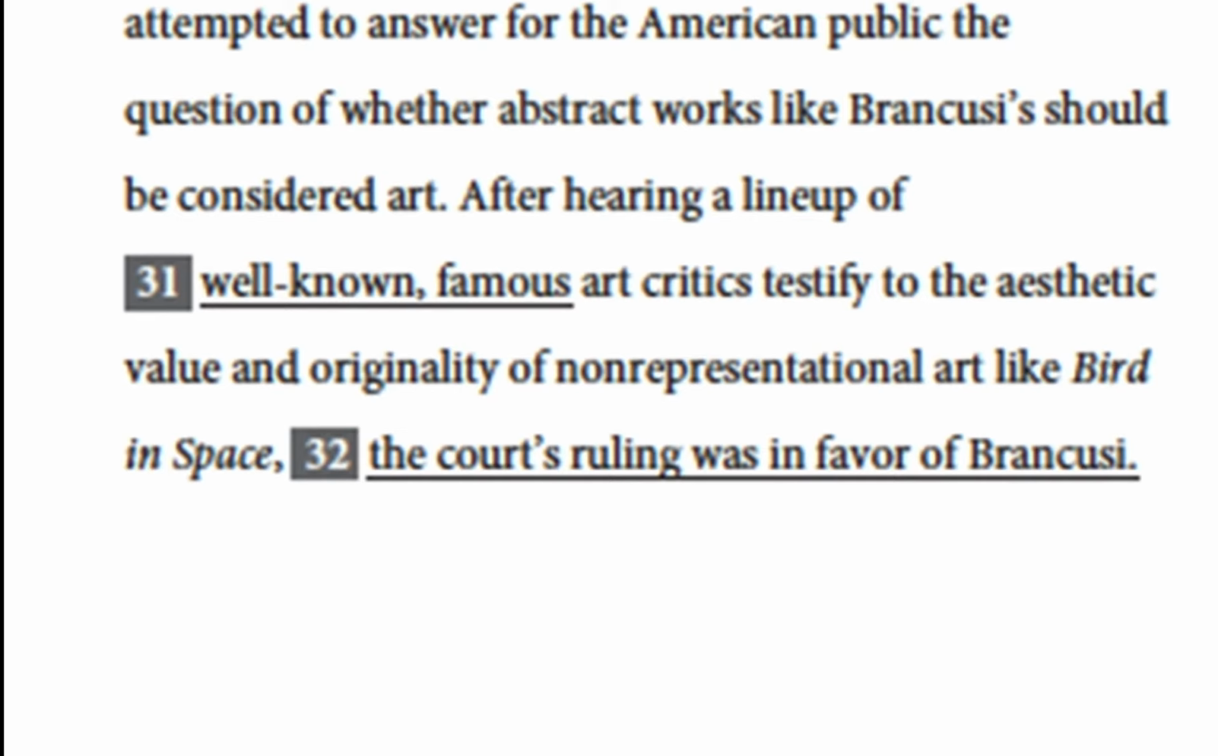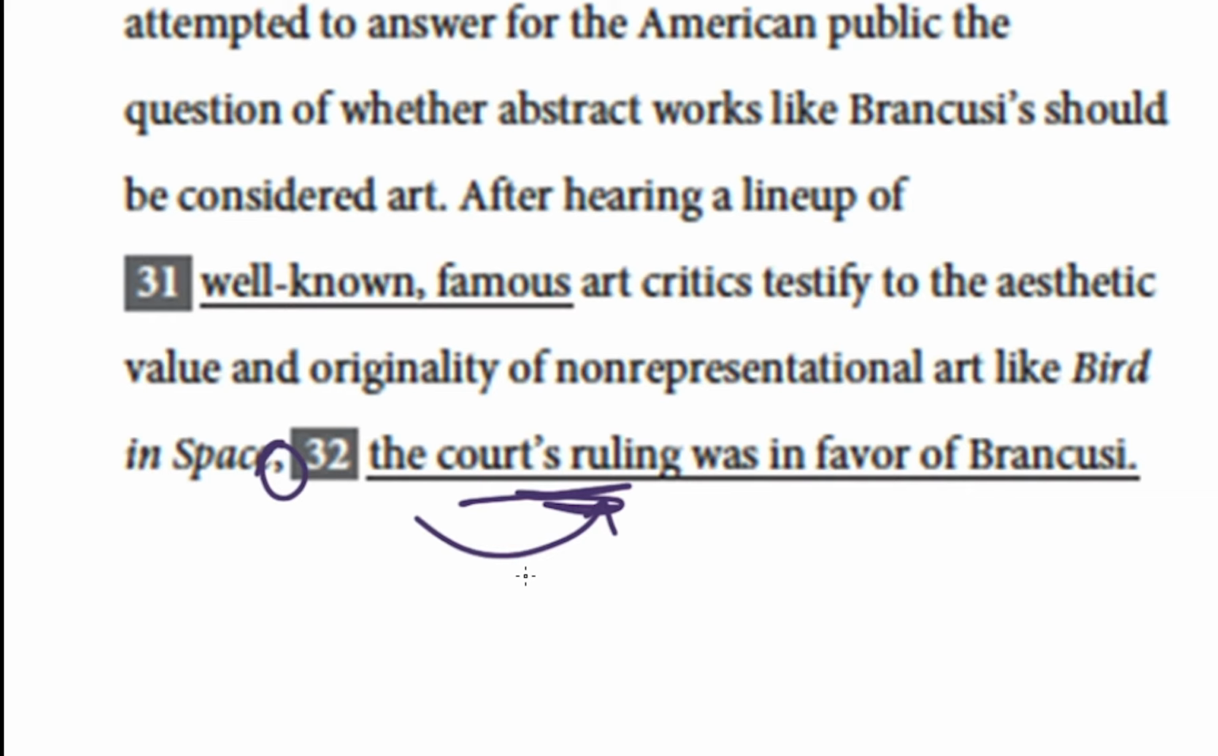So, heeding my admonition from earlier, the presence of a possessive noun tips me off here, right? We've got the court's ruling. The first noun that comes after this comma isn't court, it's ruling. What we're saying is that the ruling heard from art critics, which doesn't make sense. It's the court that issued the ruling, and it's the court that heard the testimony of those art critics.